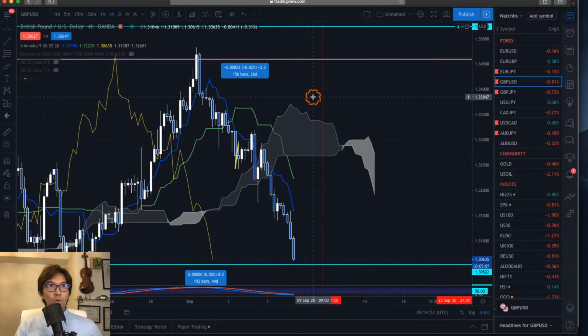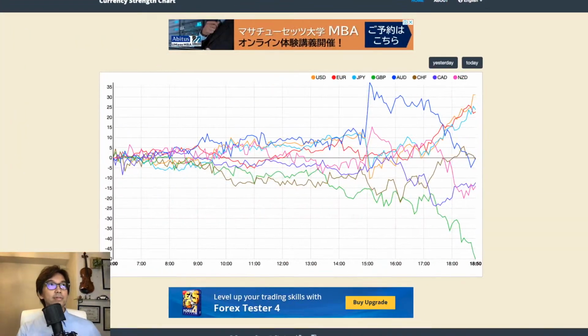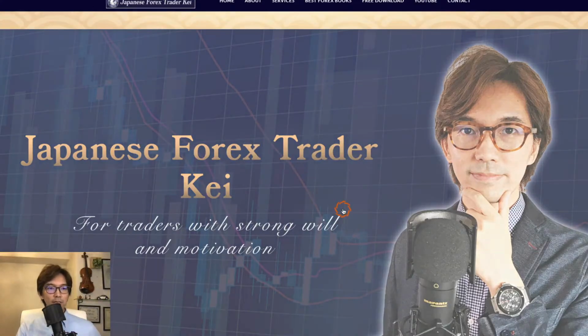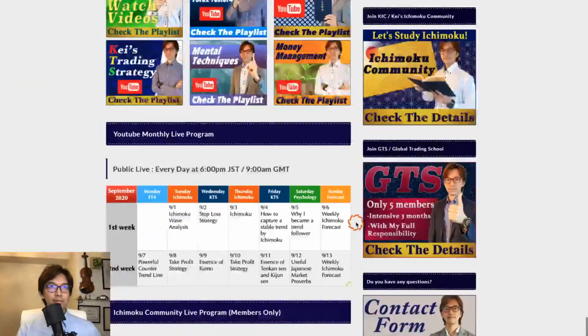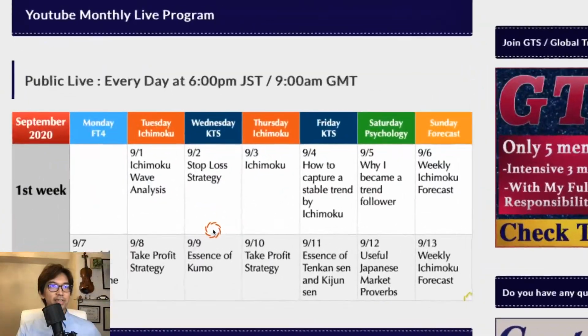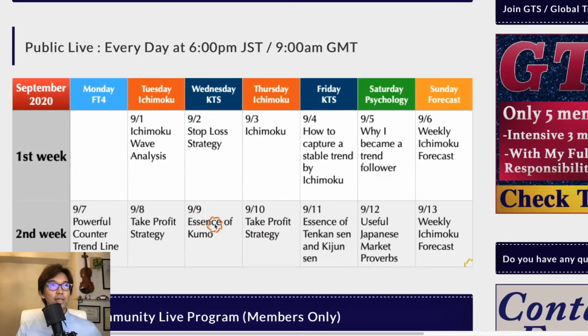Okay, so that ends the live for today. So tomorrow, just for my recap too, I will talk about the essence of Kumo tomorrow. I will talk about Kumo, Senkou Span A and B, and the essence of Kumo, and how I capture the trends by these two lines of Ichimoku. So I hope you join the session tomorrow too.